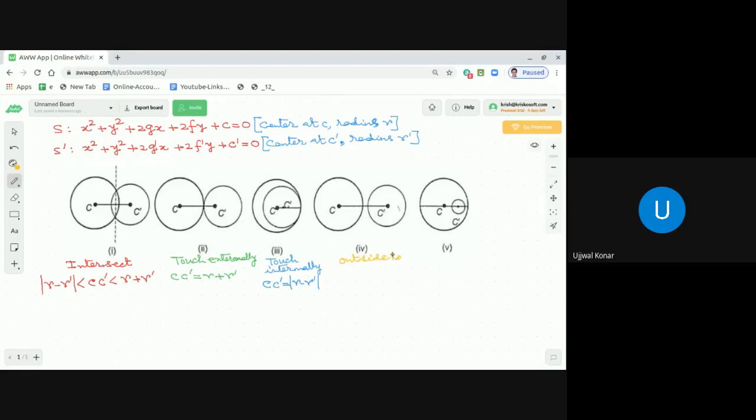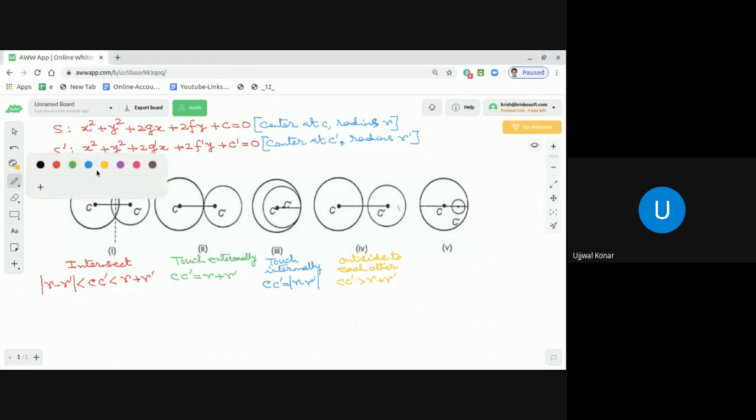Outside to each other. If they are outside to each other, then the distance between their centers should definitely be greater than the sum of their radii, so that is greater than r plus r dash. And the fifth case, as you see, dear students, is that one circle is contained in the other.